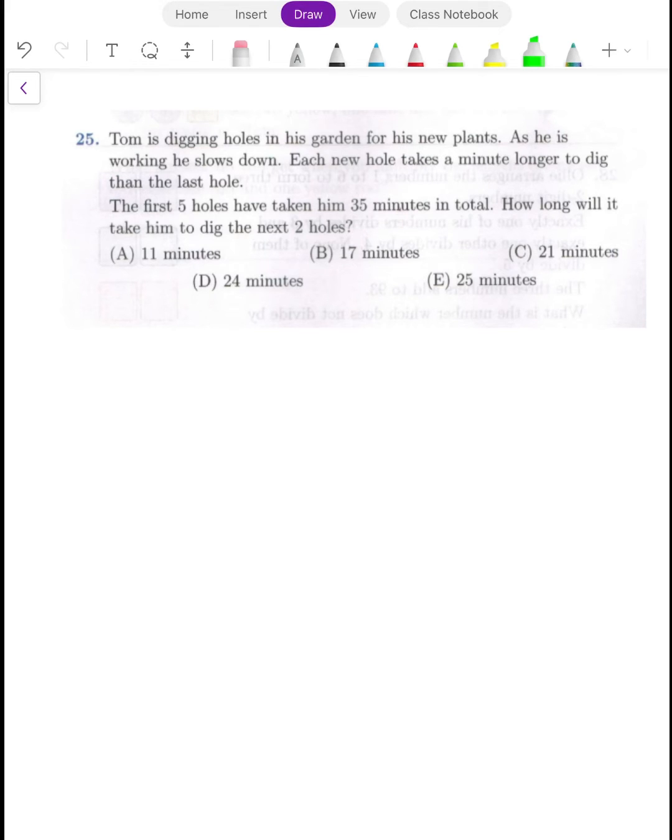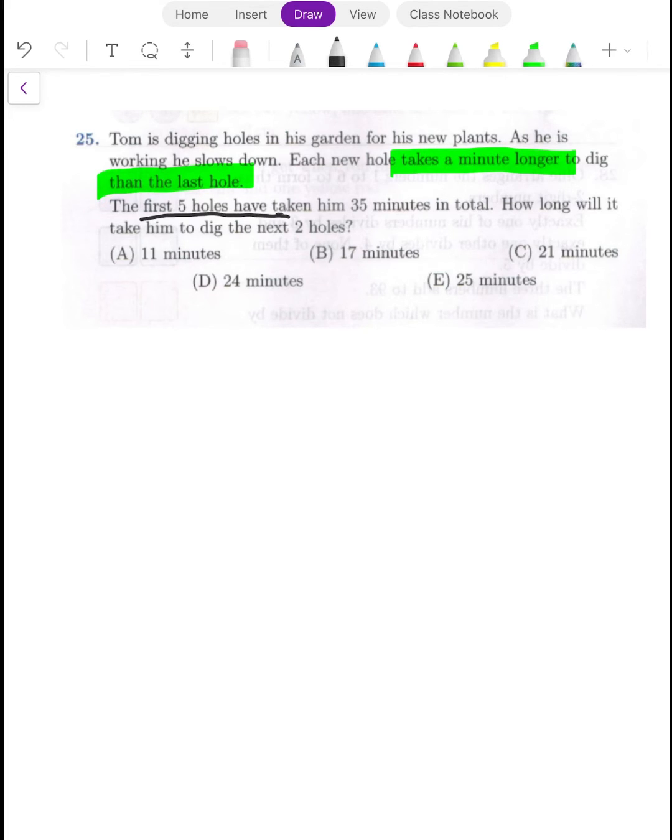Question number 25. Tom is digging holes in his garden for his new plants. As he's working, he slows down. Each new hole takes a minute longer to dig than the last hole. So each new hole that he's digging is taking more time. So if the previous hole took 2 minutes to dig, the next one will take 3 minutes, and the next one will take 4 minutes, and so on.